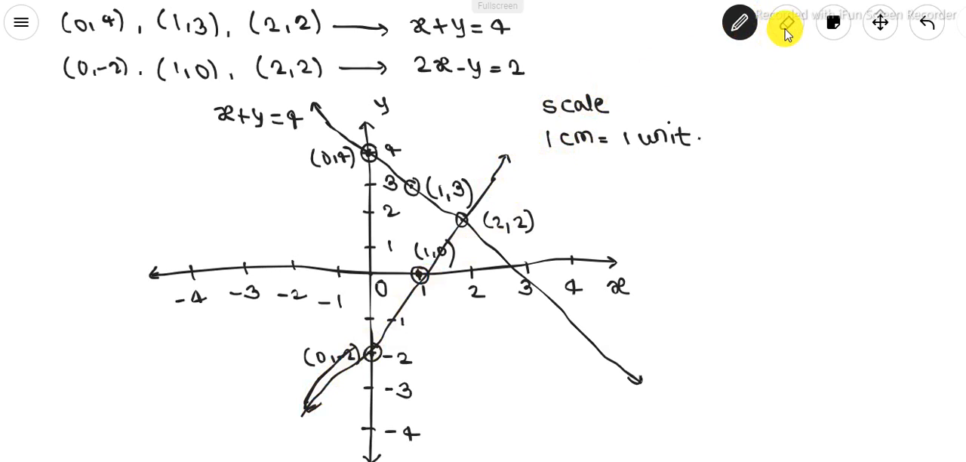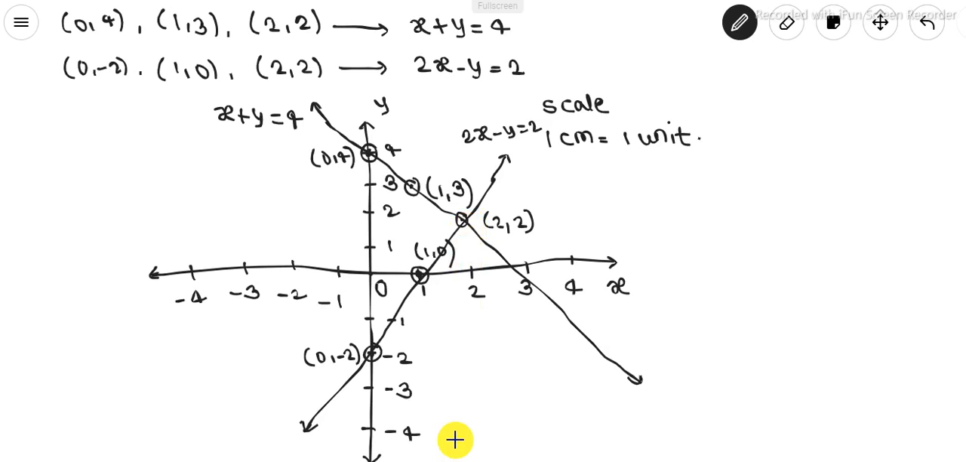This is the line passing through these three coordinates. We draw again. This is the line for equation number 2, that is 2x minus y is equal to 2. These are the lines for equation 1 and equation 2. Both the lines intersect at the point 2 comma 2. So this is the solution of the given simultaneous equation.